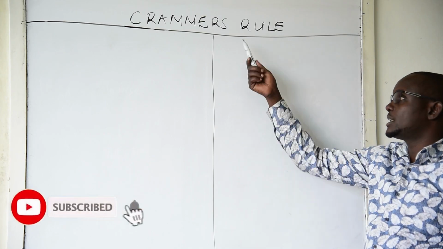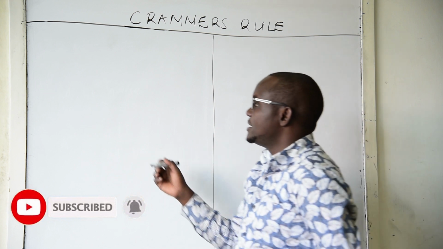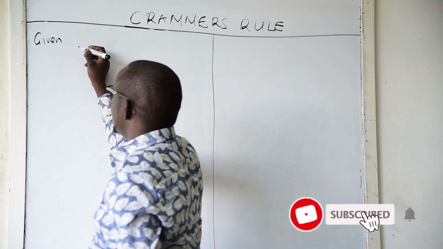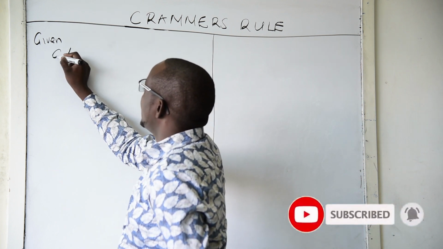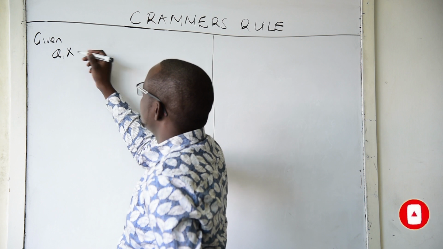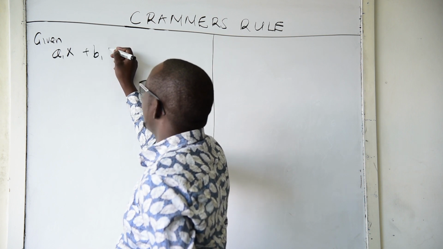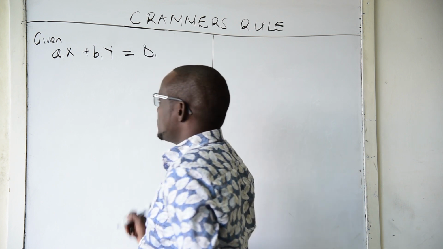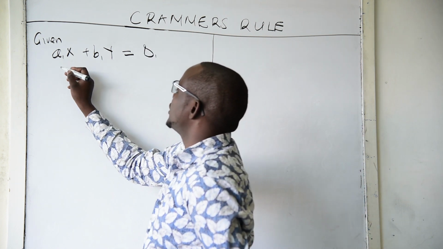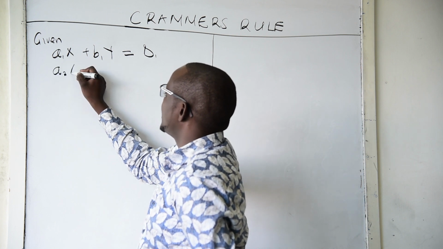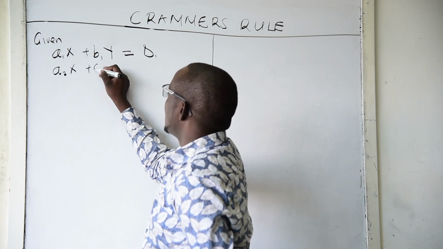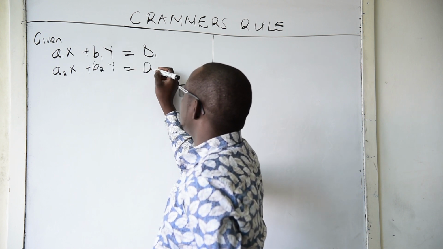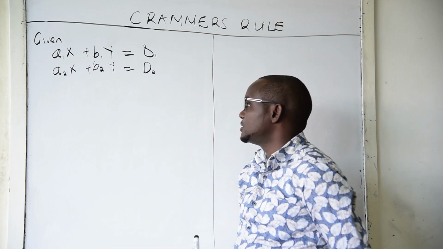Hello guys, let us look at Cramers Rule. You can be given two simultaneous equations as follows. You have A1 x plus B1 y, and you are told this is equivalent to a constant which I will call D1. Then the second equation is A2 x plus B2 y equals a constant which I'll call D2.